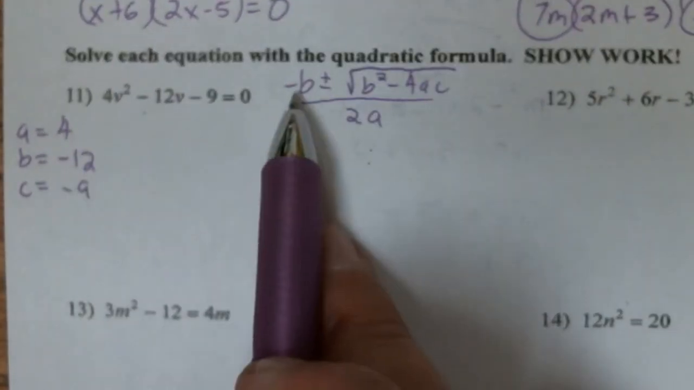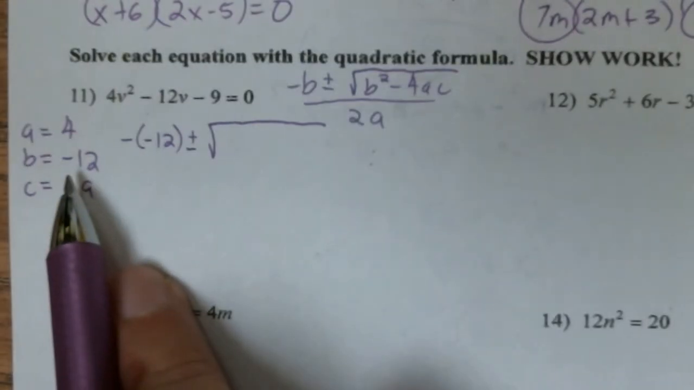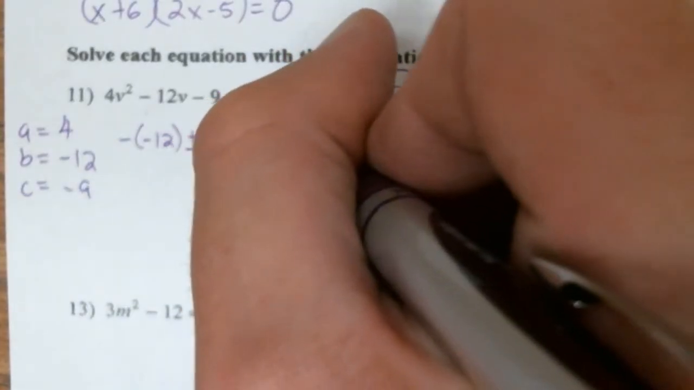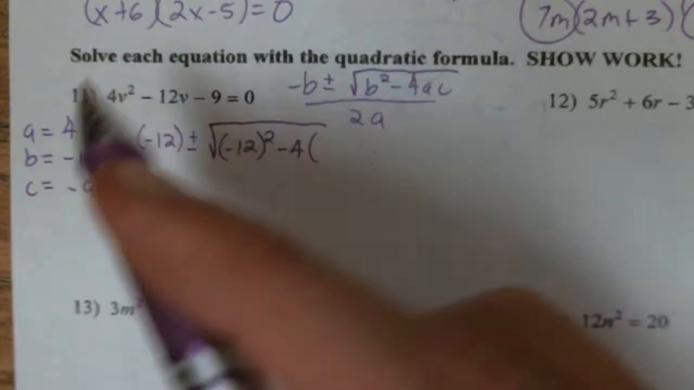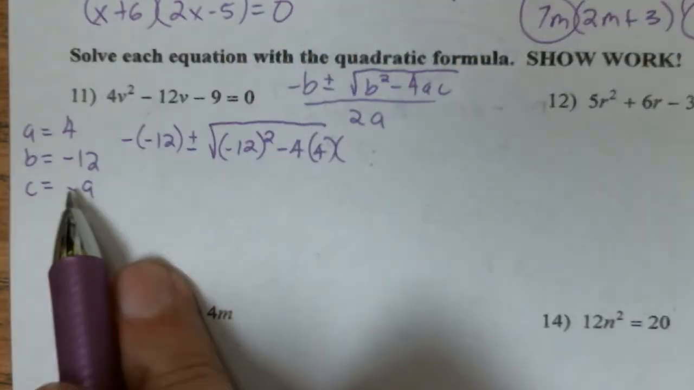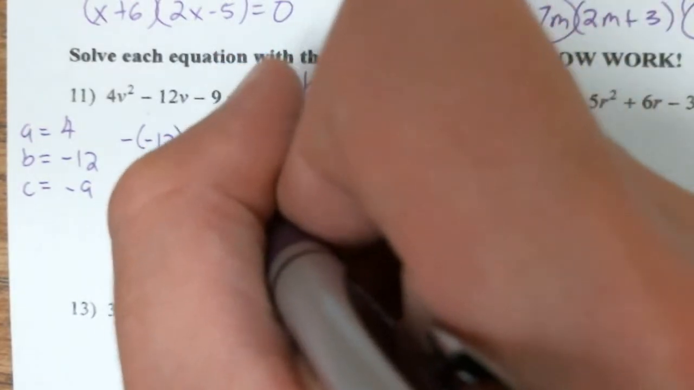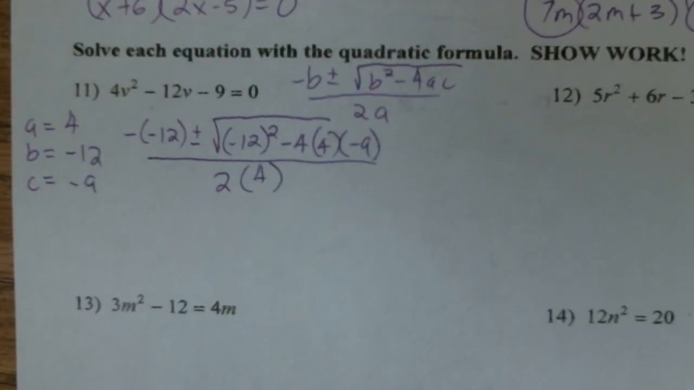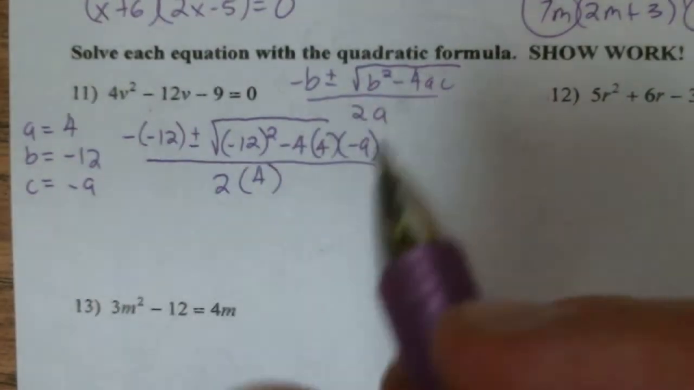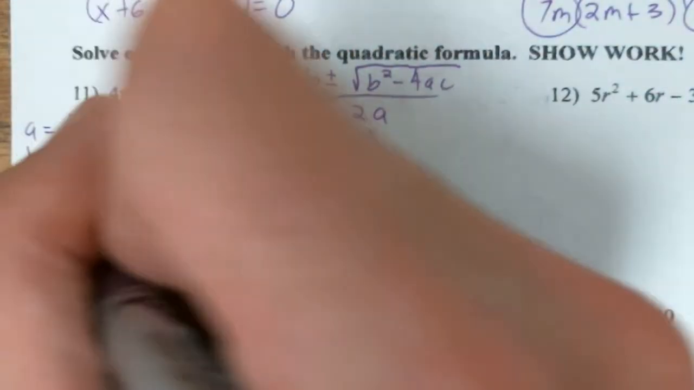But be careful here, it's negative b, but your b is already negative. So it's negative 12 plus or minus the square root of, again, this is negative. So when you square that, make sure you're putting that in parentheses if you're doing that in your calculator. Minus 4 times a times c, negative 9, all over 2 times a, or 2 times 4. Okay, negative 12, that's going to make that a positive 12.